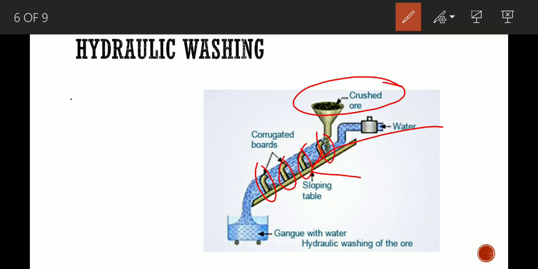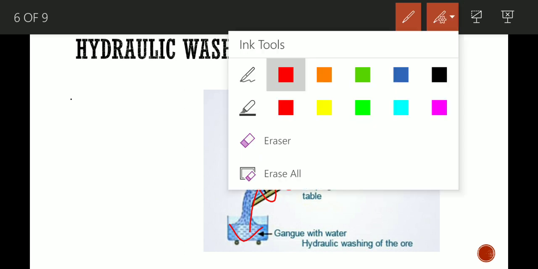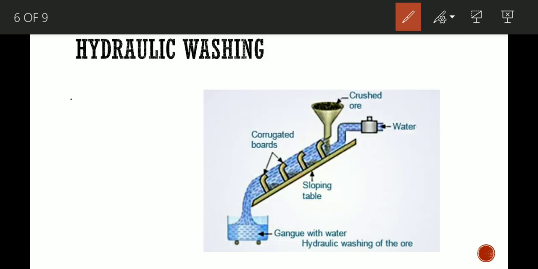Yes, the lighter impurities are washed away and the heavier impurities, or the heavier particles of the ore, settle down. So this was all about hydraulic washing. The second name of this method is the gravity separation method, because in this the ore is washed with running water using a big tub, and the lighter impurities are washed away and the heavier particles of the ore settle down at the bottom.